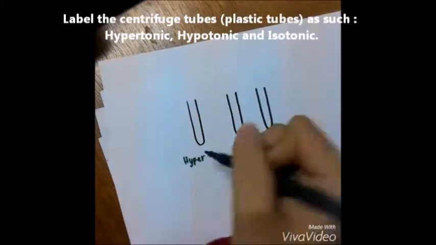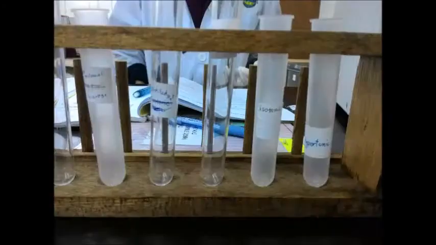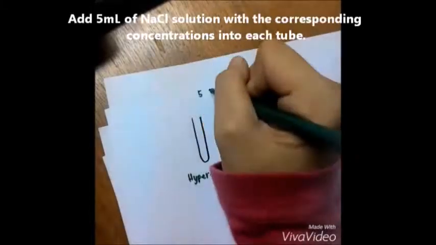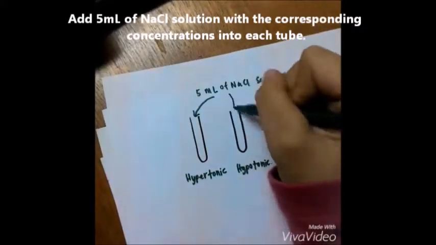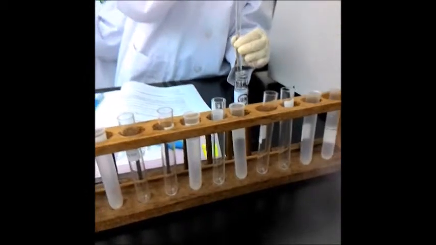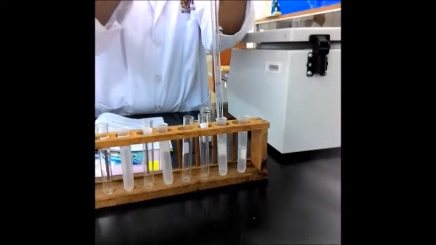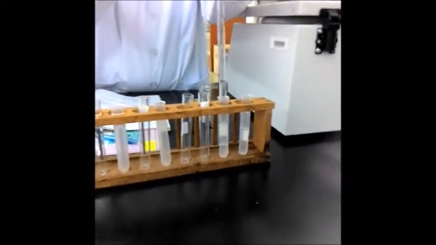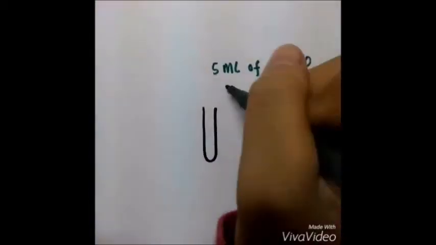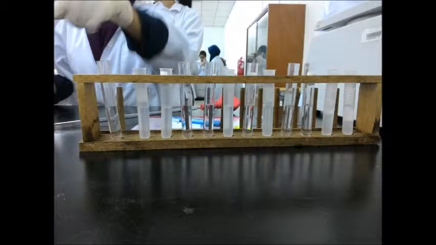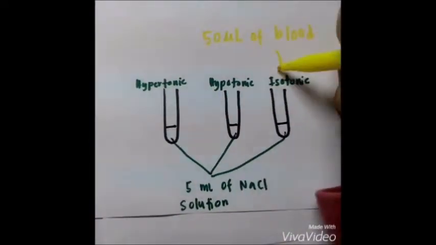Label the tubes as hypertonic, hypotonic, and isotonic. Add 5 ml of NaCl solution with the corresponding concentrations into each tube. Add 5 ml of DDH2O into another tube. Add 50 microliters of blood into each test tube by using a micropipette.